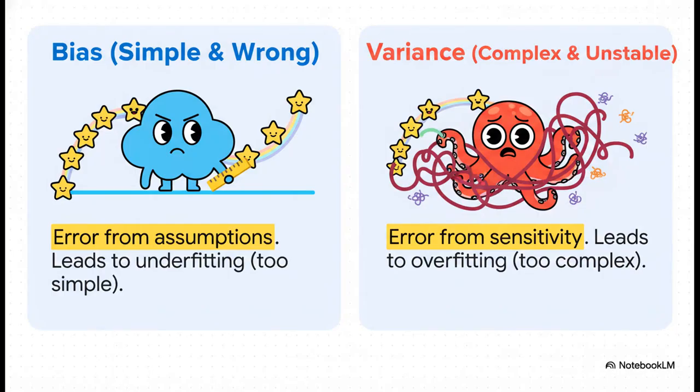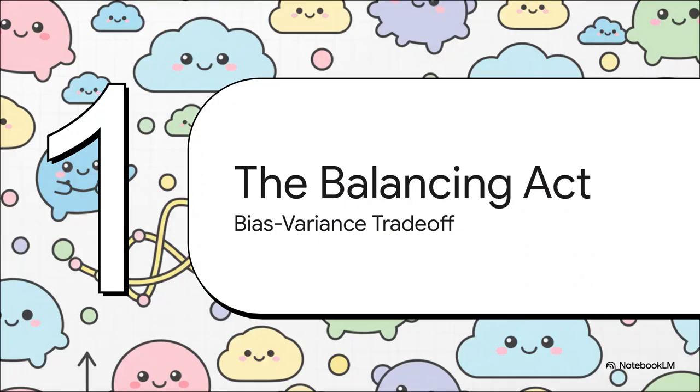So let's just put them head to head. You've got bias. That's the error from being too simple and stubborn. It leads straight to underfitting. And then you've got variance. That's the error from being too complex and sensitive. And that leads to overfitting. They are two totally different sources of error pulling in opposite directions. And this brings us to the single most important idea in this entire explainer.